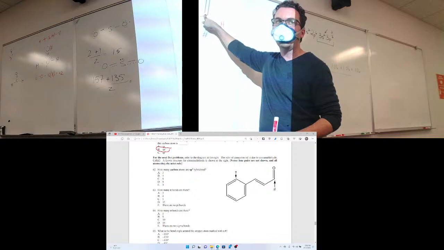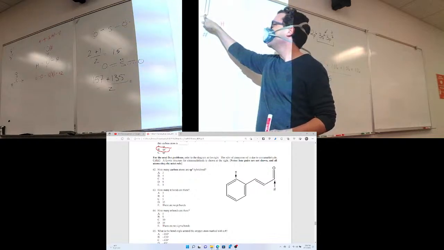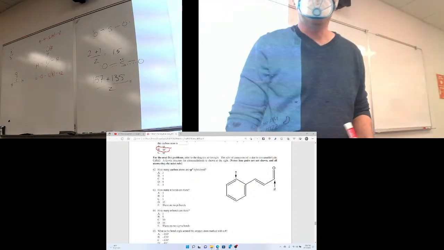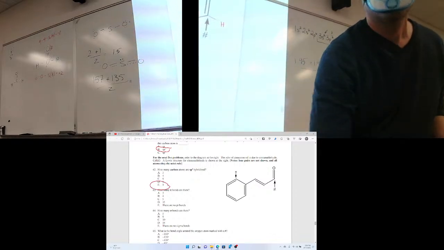Pretty much all of these carbons are sp2 hybridized. All of them. They are all trigonal planar electron geometry. So 1, 2, 3, 4, 5, 6, 7, 8, 9. 9 of them.